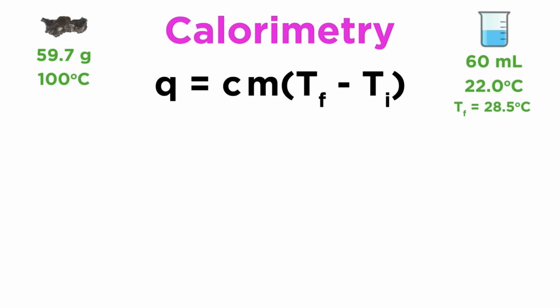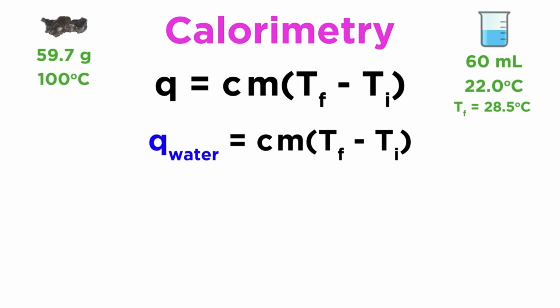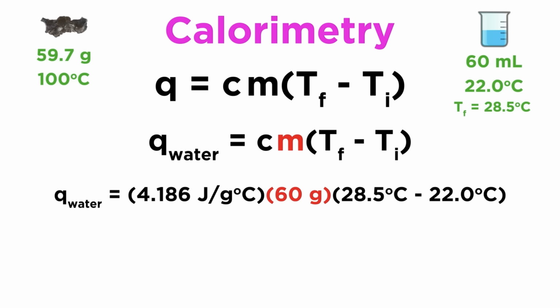Just as we discussed, let's first use the given data to figure out the heat absorbed by the water using this equation. Since water is 1 gram per milliliter, it's easy to get the mass of the water. The specific heat of water is a known value that is always the same, and we know the initial and final temperature of the water, so let's plug those values into the equation. We should get 1,632 joules, which is the heat absorbed by the water.